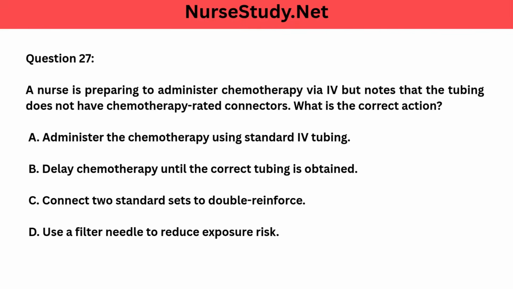Question 27. A nurse is preparing to administer chemotherapy via IV but notes that the tubing does not have chemotherapy-rated connectors. What is the correct action? A. Administer the chemotherapy using standard IV tubing. B. Delay chemotherapy until the correct tubing is obtained. C. Connect two standard sets to double reinforce. D. Use a filter needle to reduce exposure risk.